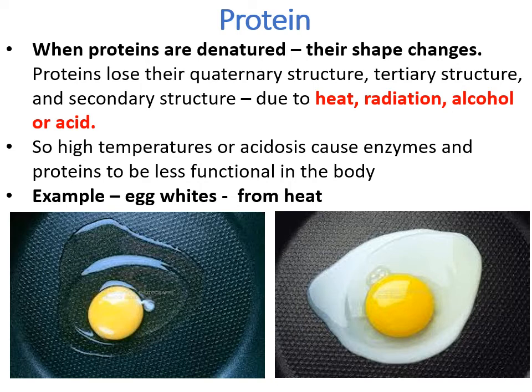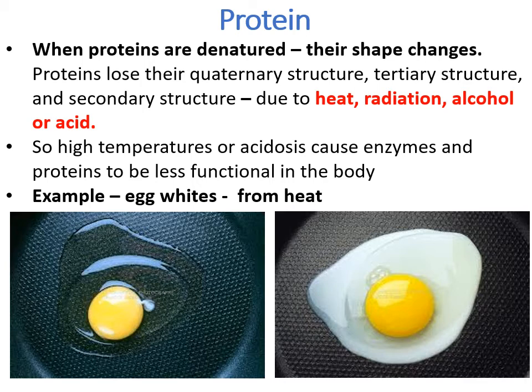So if we were just to talk about proteins, say in a laboratory, how could we denature the protein? Meaning, we can alter its shape right back just to a single strand of its amino acids. Well, we can heat it up, we can radiate it, we can put it into some alcohol, or we can put it into some kind of acid.